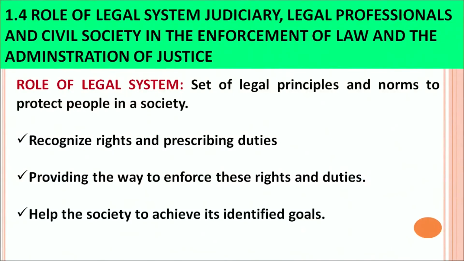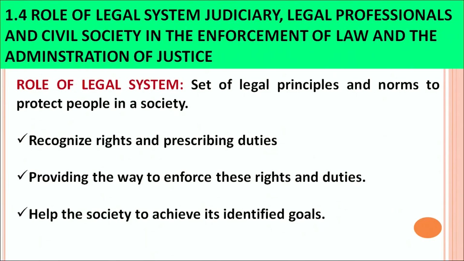Let us now proceed to the final component of this particular chapter. It is talking about the role of legal system. So first we have to know the role of what? The legal system, first; judiciary, second; legal professionals, third; and the civil society, fourth, in the enforcement of law and the administration of justice. So here in this component, we are going to discuss the role of four important components in the enforcement of law and in the administration of justice.